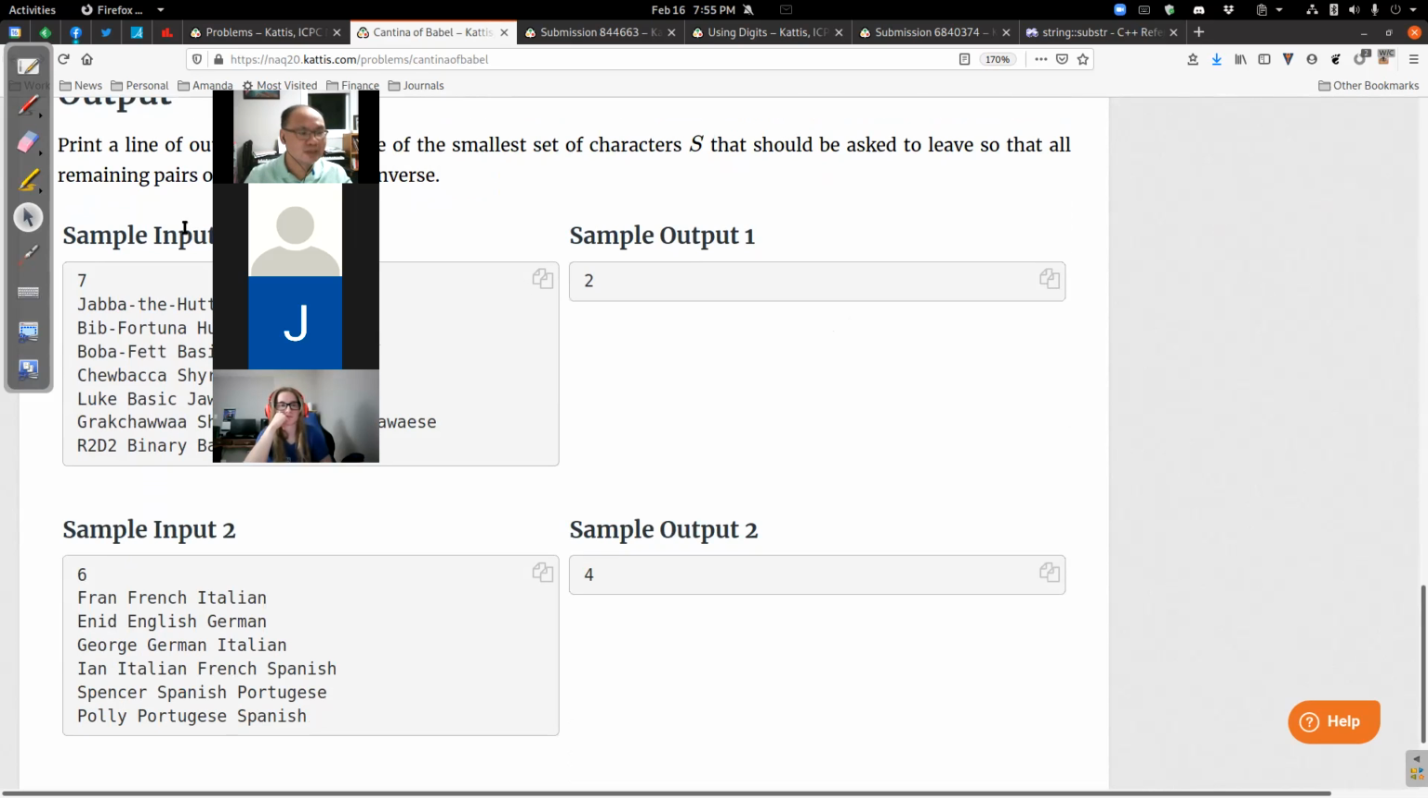Okay, so let's try to look at this. So we have 7 people here. There's Jabba the Hutt. There's, okay, I'll just write Bib, and then Boba. There's Chewbacca. There's Luke. There is Grachogwa. I'll just put G here. I'm running out of space. R2-D2. Okay, what am I going to do?